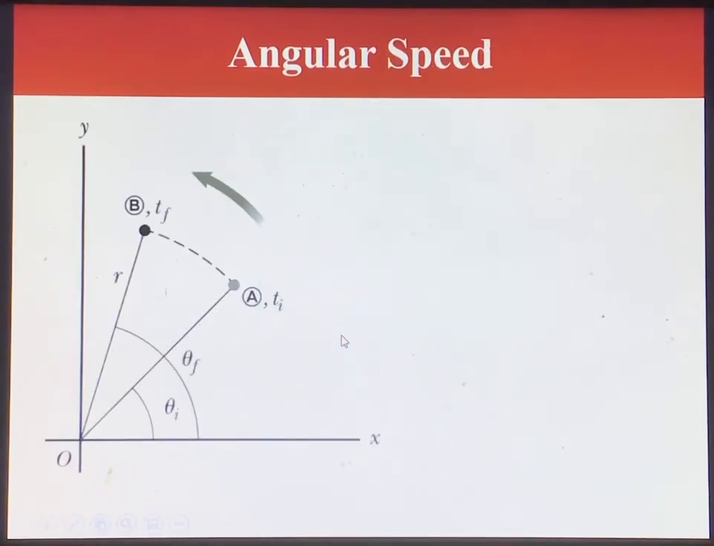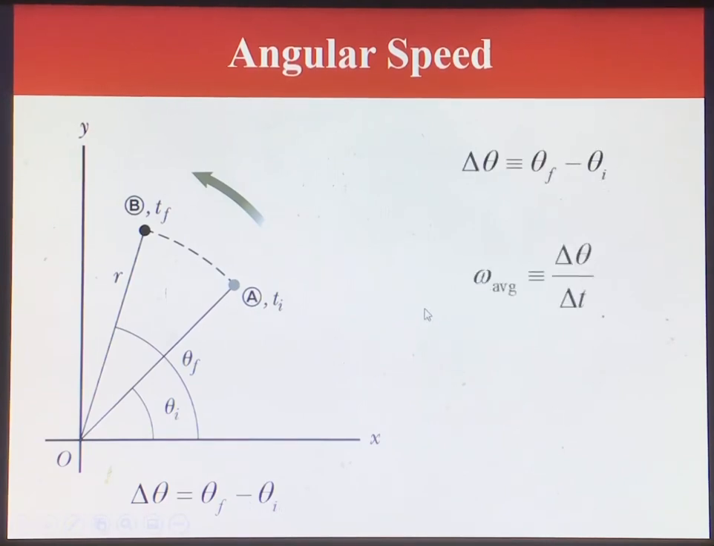All right. So now let's talk about the angular speed. If you look at this axis right here, this is my x-axis and this is my y-axis. Now suppose that a point is rotating from point A to point B, and let's say that at point A the time is t initial, and at point B the time is t final. At point A the angle is theta initial, and at point B the angle is theta final. Then I can define my change in angle as theta final minus theta initial.